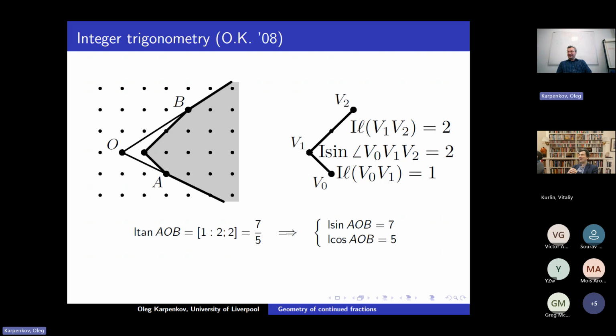So can I ask you, angle AOB is the same to angle BOA or not? Well, yeah, actually, I don't know. So I can tell you. Have a look, the LLS sequence here is 1, 2, 2, while for the other angle the sequence will be different, 2, 2, 1. And therefore it is different. So the order is important here.